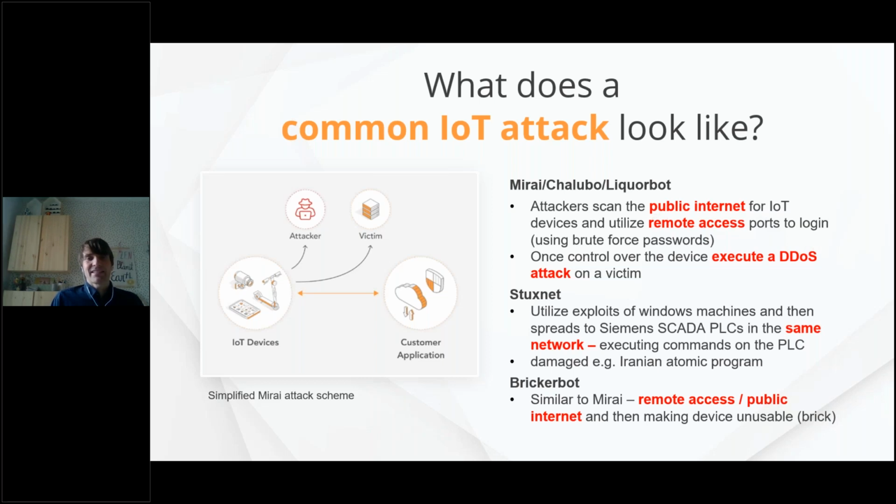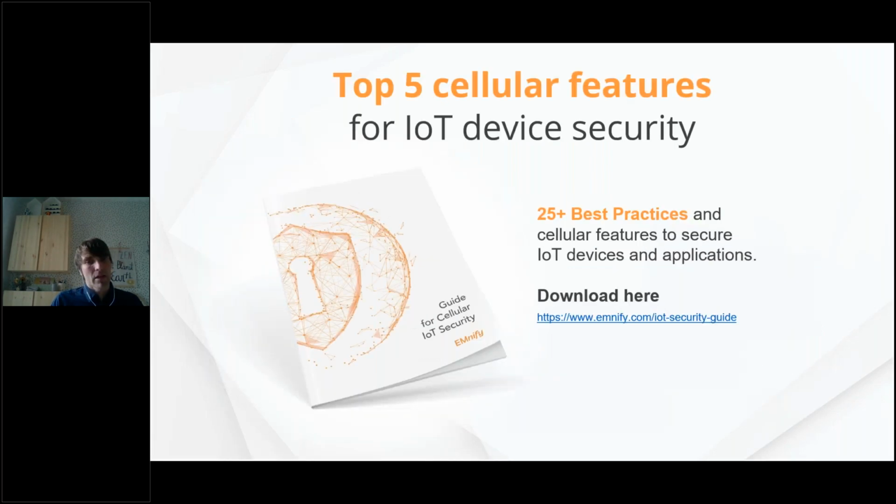So I think this sets the stage, just to give you some background on why security is relevant and what is currently happening with attacks. And now I want to go over to the top 5 cellular features to protect you from these attacks. These 5 cellular features are taken out of our security guide, which we have written, which really summarizes 25 plus best practices and cellular features to secure IoT devices and applications. You can download it for free on our website.